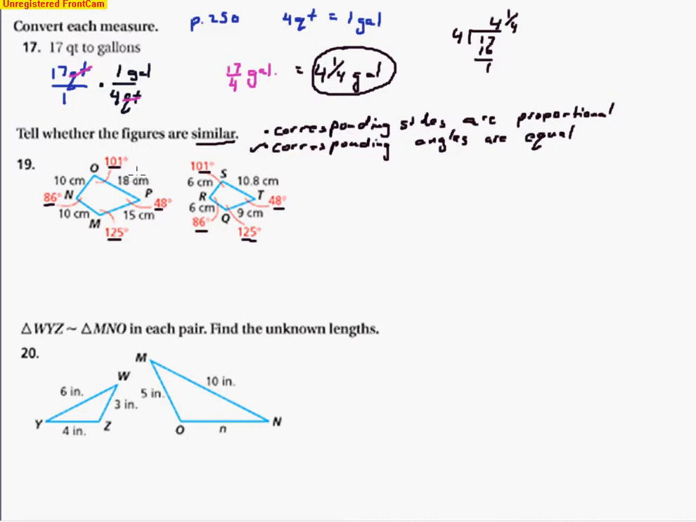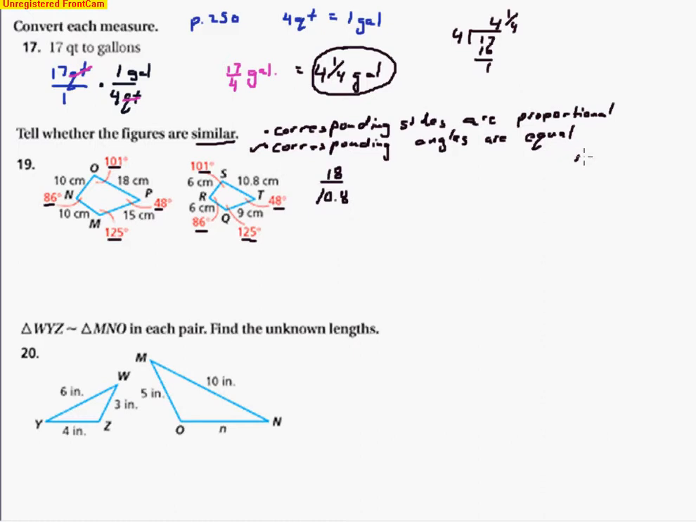So let's take a look at the tough one first. This one here, 18 and 10.8. So let's write those out, 18 and 10.8. What I need to do is see what that ratio is in a simplified form. The best thing to do is take out a common factor if you knew it. If you didn't, then you just have to do the division, and I think that's what most people would end up doing. So we'll go ahead and do that for right now.